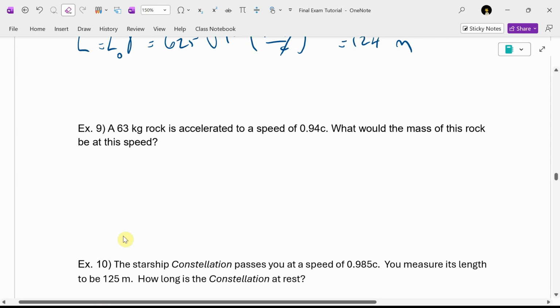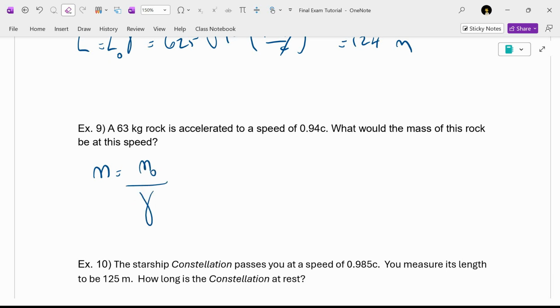Example 9, what's it asking me to find? M or M0? So I think that equation is M equals M0 divided by the square root thingy, yes? It's going to be 63 divided by the square root of 1 minus 0.94 C over C all squared.